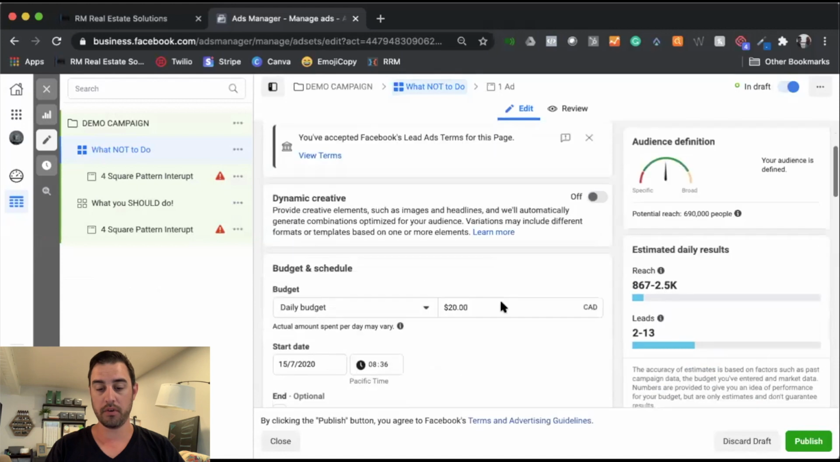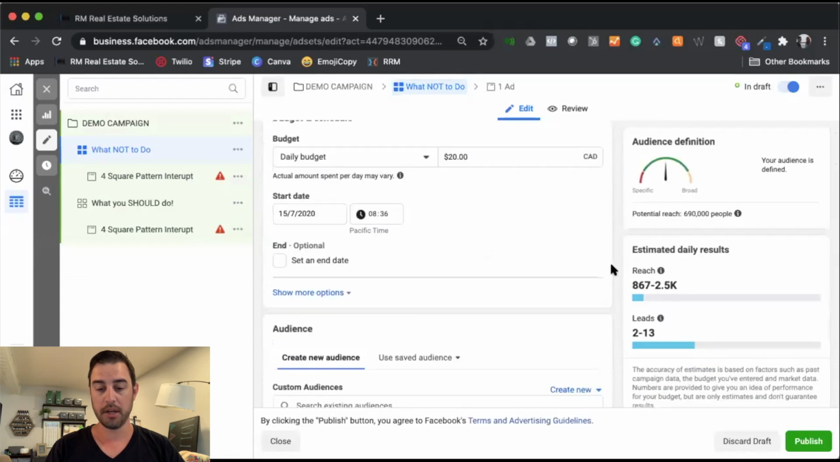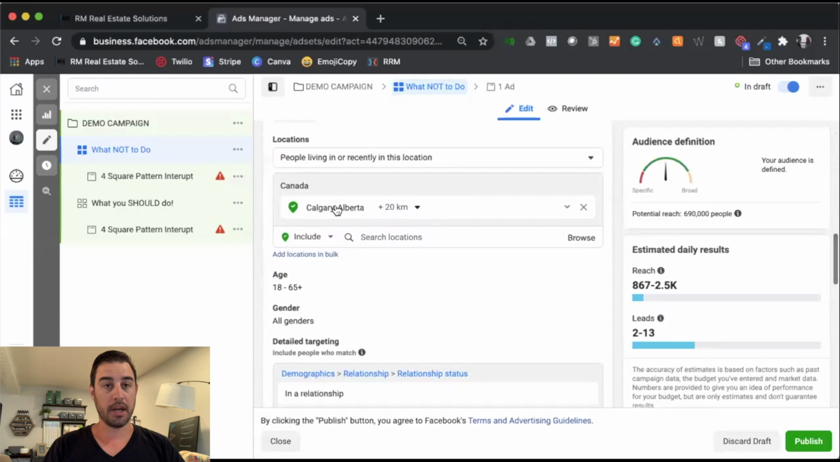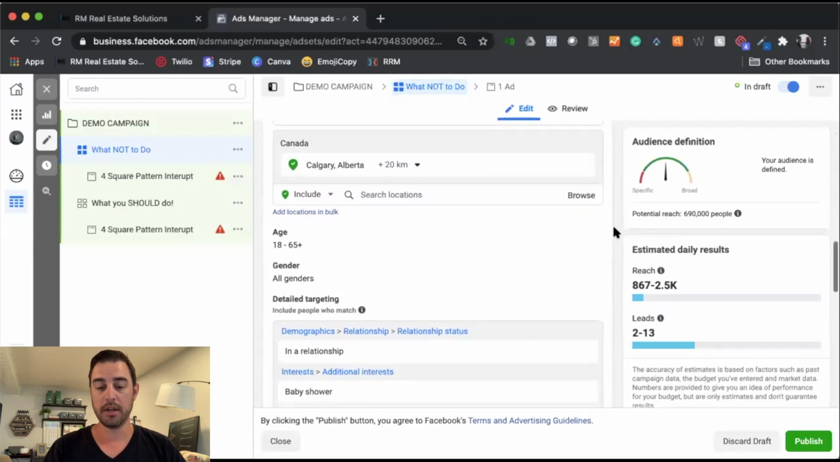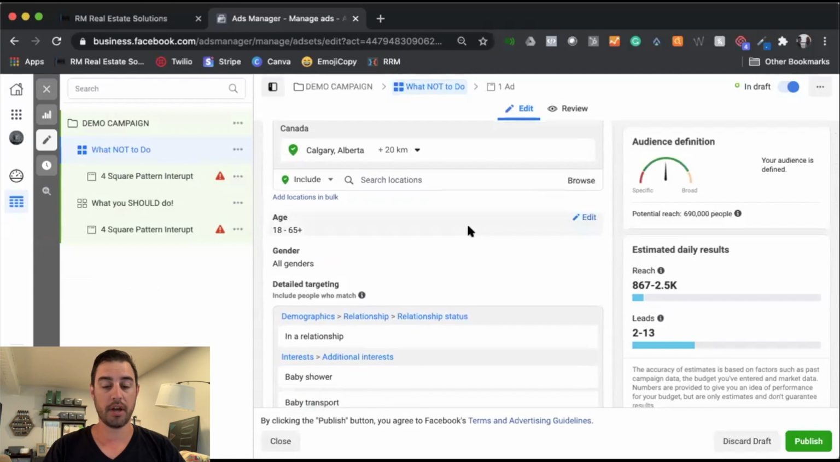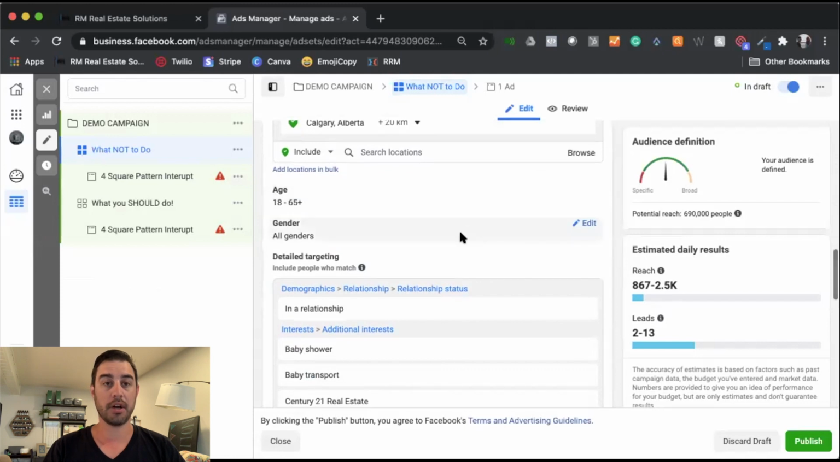I don't need to go over everything in this one today, but I am in Calgary, so I selected my market, Calgary, within a 20-kilometer radius. You can't, unfortunately, do postal code targeting anymore, although I do have some tips and tricks to get around that as well. You cannot change the age. You have to have 18 to 65. That is a real estate rule on Facebook. You cannot target specific genders, but there are, again, ways around that that I can get into in a little bit. So here's what you shouldn't do.